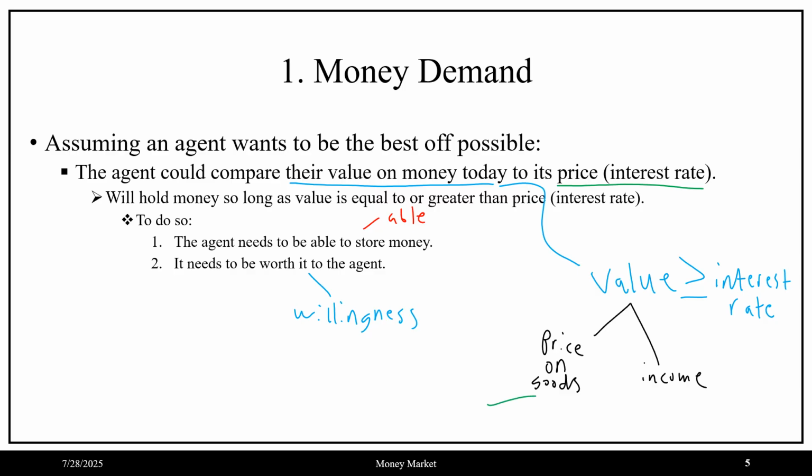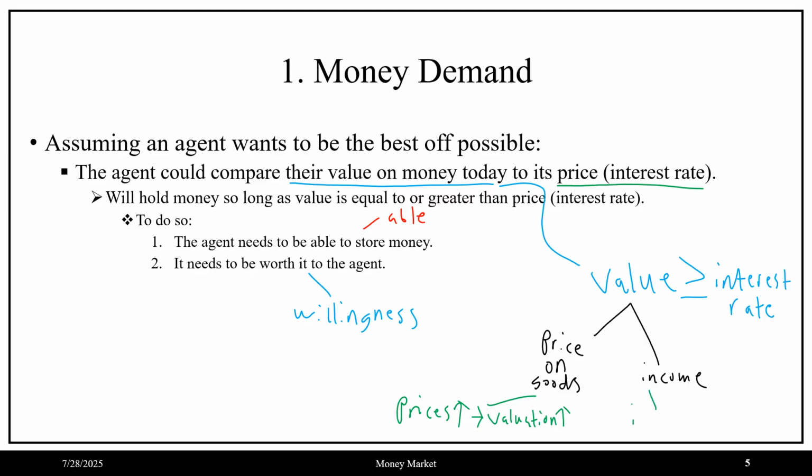Where in terms of the price on goods and services, if price on goods and services increases today, then that means agents are going to need to have more money today to be able to carry on their regular purchases. Therefore, if prices go up, then valuation goes up. So a positive relationship between those two.